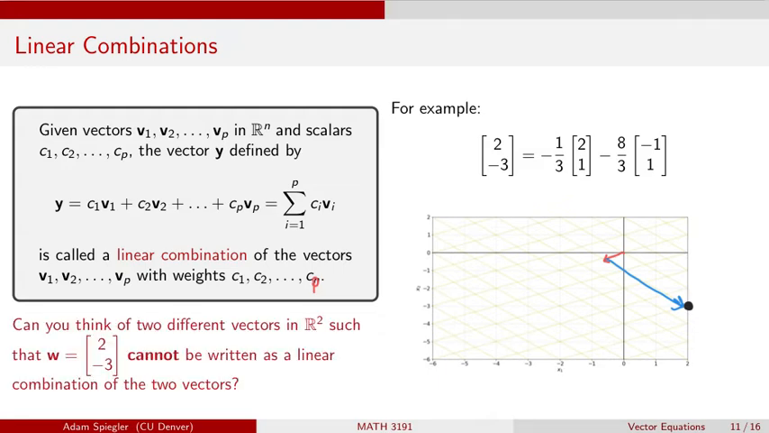So here's a question to think about before moving on to the next slide: can you think of two different vectors in R2 such that taking some linear combination of those vectors, we wouldn't be able to arrive at 2, minus 3? Give this question some thought, and if you have some trouble figuring this out, hopefully some of the examples we're going to take a look at next will help you clarify your thinking on this question.